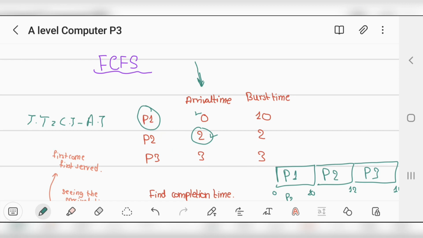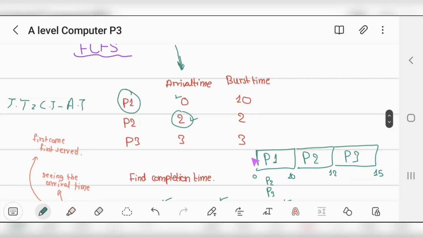So process 1 is executed first, from 0 to 10. While it was executing, process 2 and process 3 came, because their arrival times were 2 seconds and 3 seconds. Process 2 came first, so it will be executed first. Its burst time is 2 seconds, and then process 3 came, with a burst time of 3 seconds.